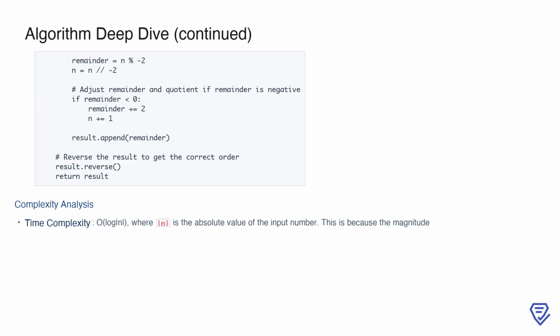Inside the loop, we calculate the remainder of n divided by -2 and then update n to the quotient of this division. If the remainder is negative, we adjust it by adding 2 to make it non-negative. Since the adjustment changes the remainder, the quotient is incremented by 1 to maintain consistency. After adjusting the remainder, we append it to the result list. This process continues iteratively until n becomes 0. Once all digits have been computed, we reverse the result list to obtain the correct order of the digits. Finally, the function returns the reversed list as the base -2 representation of the input number.